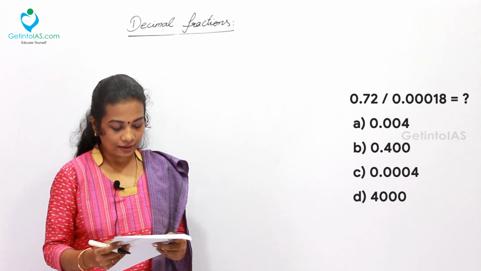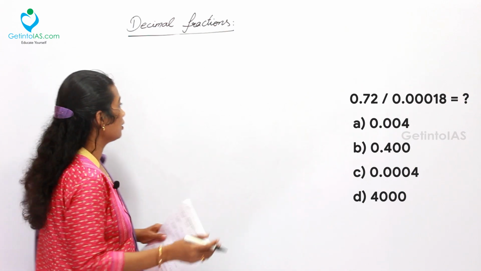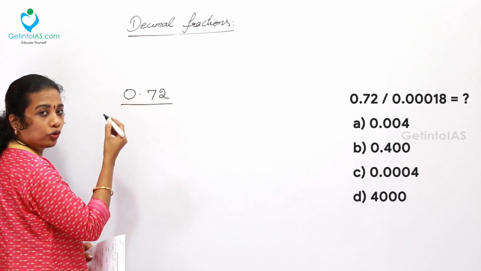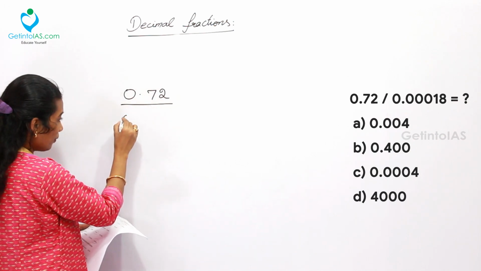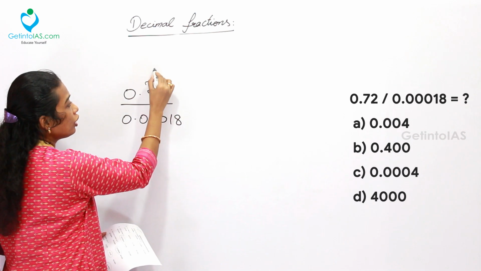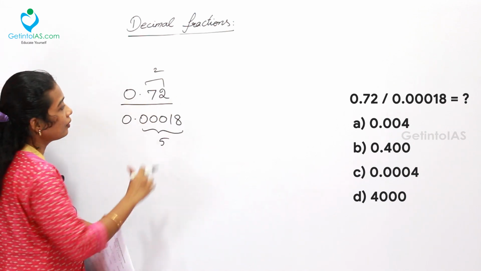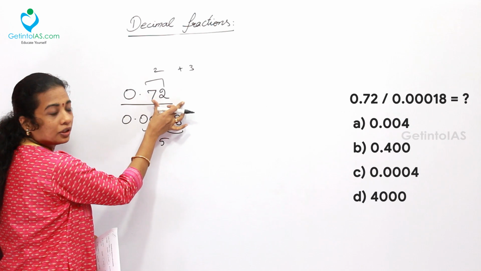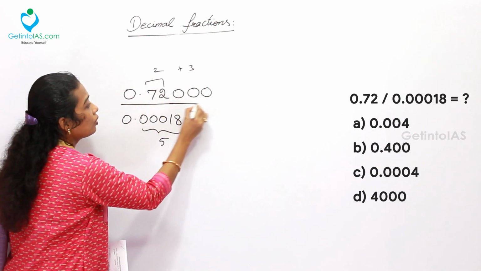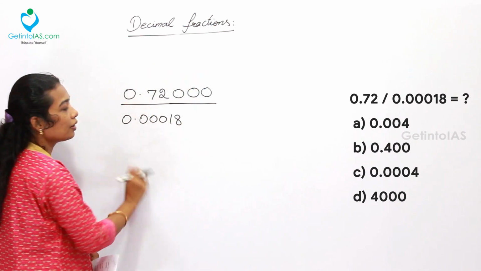The next question is 0.72 divided by 0.00018. You can also do the same process what we have followed in the previous question, that is balancing process. Balancing process, here we got 2 digits, here we got 5 digits. In order to make it balanced, 3 more digits are required after the decimal point. So for that, simply I am including 3 zeros. Now what is the value? Can remove all these 2, 3 and all. This is the required value.